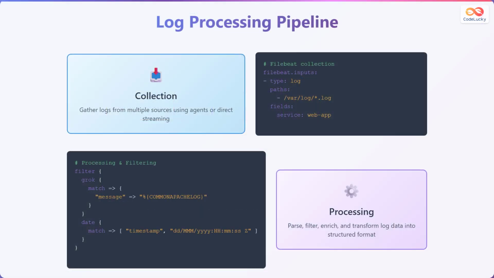Here is a typical log processing pipeline. The pipeline consists of two main steps. The first step is the collection. This involves gathering logs from multiple sources using agents or direct streaming. Here's an example of FileBeat configuration which defines the type as log and specifies the paths to log files. The second step is processing. This includes parsing, filtering, enriching, and transforming log data into a structured format. The filter section shows an example grok filter.